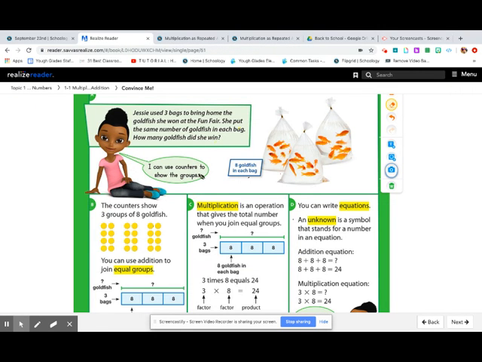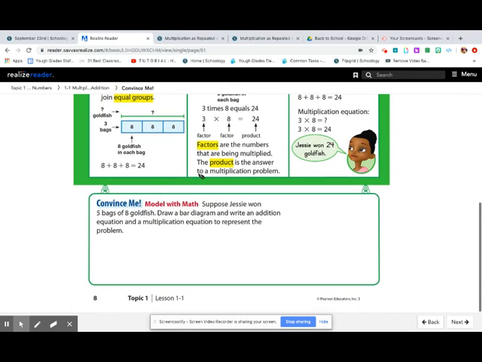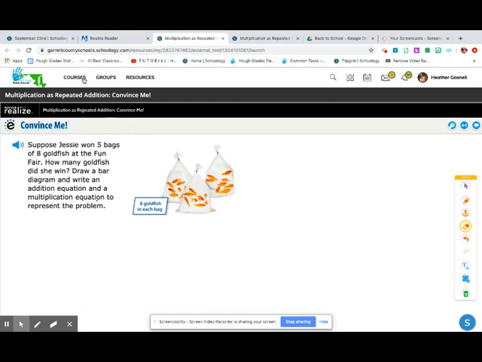We're going to go on page 8 now, and we are going to do this convince me problem down here, and we're going to model our math. Let's check this out. Follow me along in your workbooks. Suppose Jessie won 5 bags of 8 goldfish at the fun fair. How many goldfish did she win? Draw a bar diagram and write an addition equation and a multiplication equation to represent the problem.